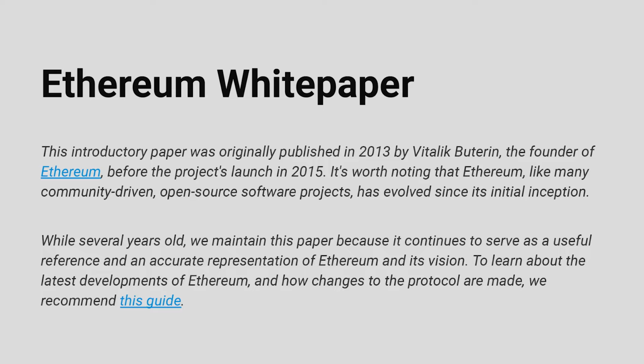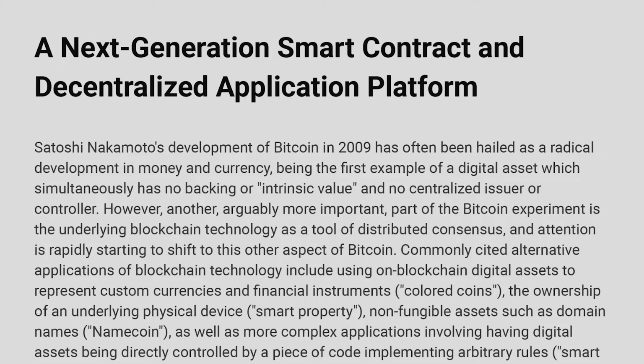This introductory paper was originally published in 2013 by Vitalik Buterin, the founder of Ethereum, before the project's launch in 2015. It's worth noting that Ethereum, like many community-driven, open-source software projects, has evolved since its initial inception. While several years old, we maintain this paper because it continues to serve as a useful reference and an accurate representation of Ethereum and its vision. To learn about the latest developments of Ethereum and how changes to the protocol are made, we recommend this guide. There's a hyperlink available. A next-generation smart contract and decentralized application platform.